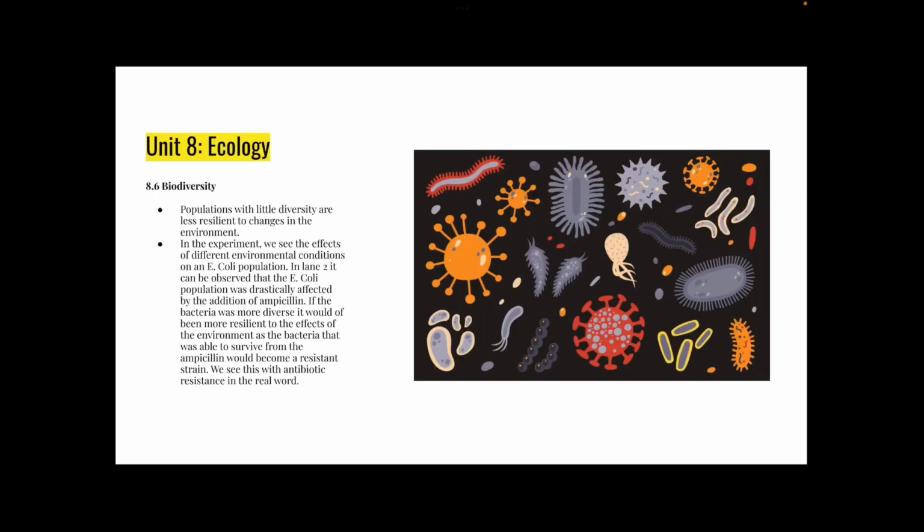For Unit 8, Ecology, I chose topic 8.6, Biodiversity, because populations with little diversity are less resilient to change in the environment. And in the experiment, we see the effects of different environmental conditions on E. coli populations. And in lane 2, it can be observed that the E. coli population was drastically affected by the addition of ampicillin, which kills the bacteria. And if the bacteria had a more diverse population, it may have been more resilient to the effects of the environment, and the bacteria that was able to survive from the ampicillin would become the resistant strain.